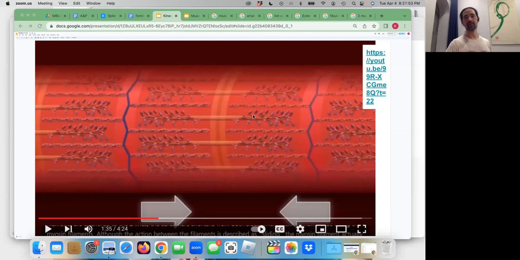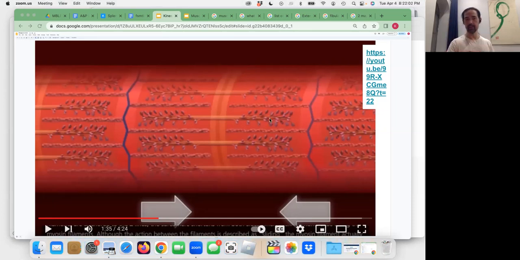The myosin fibers, these little heads on them, they grab the actin and they pull them. They do like a come hither. They pull them and the two Z lines come together.